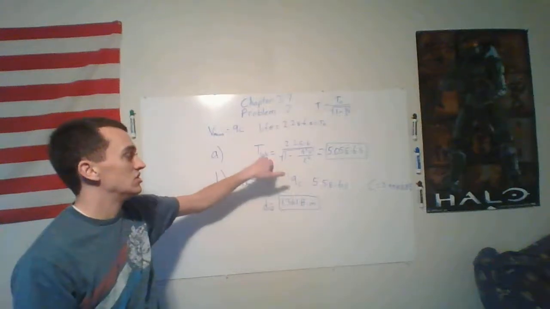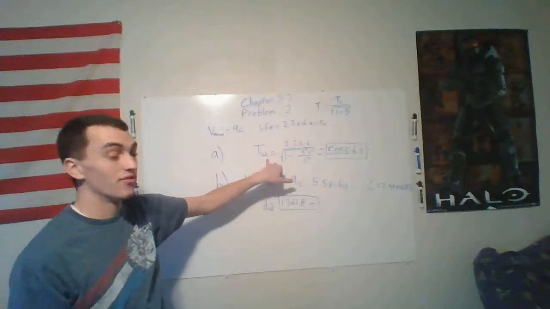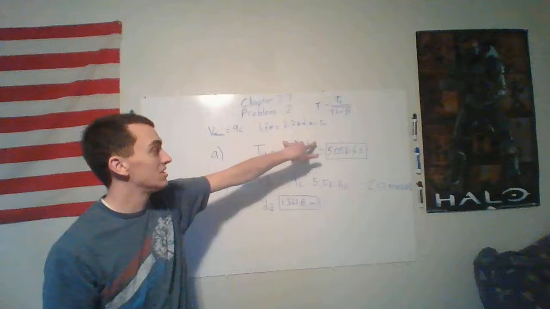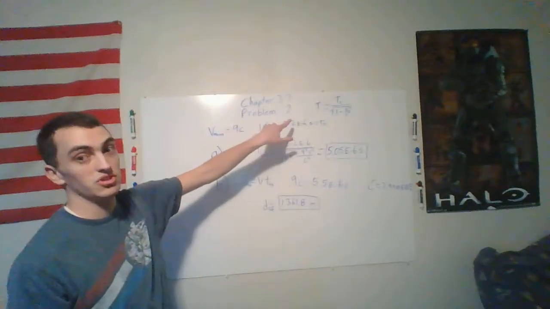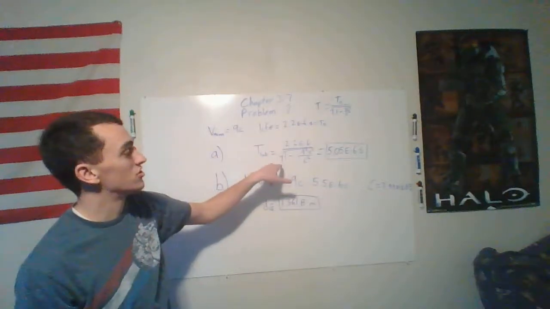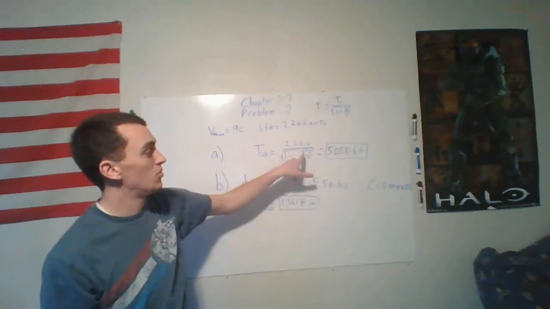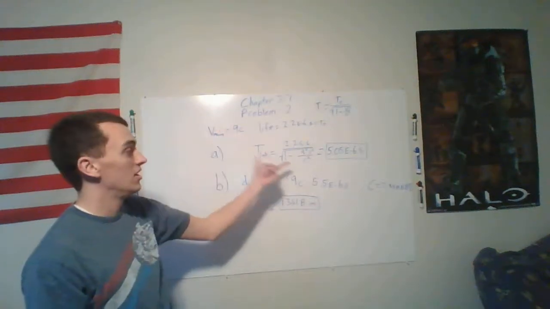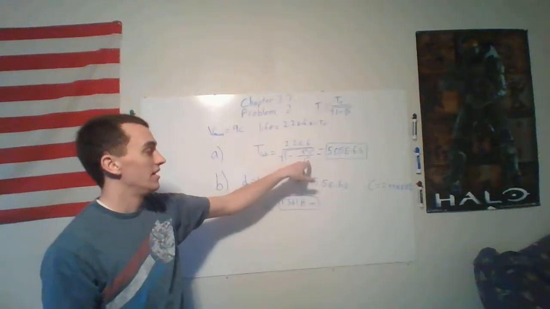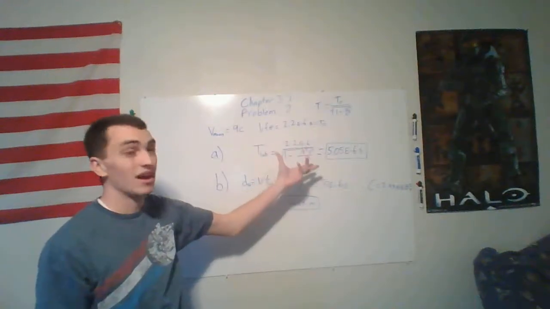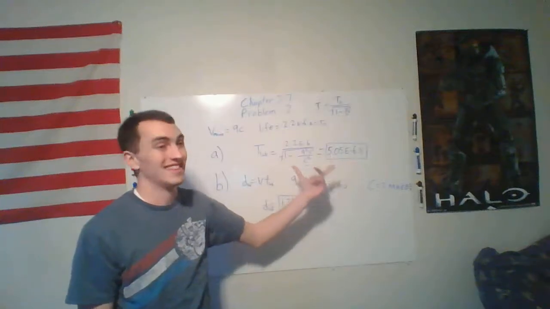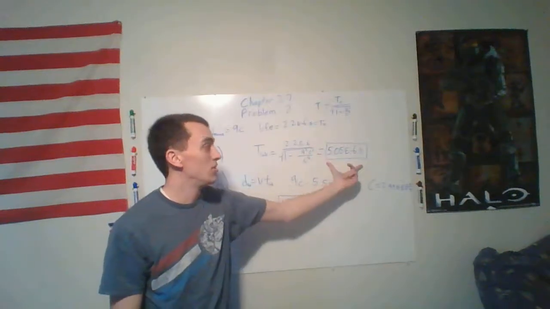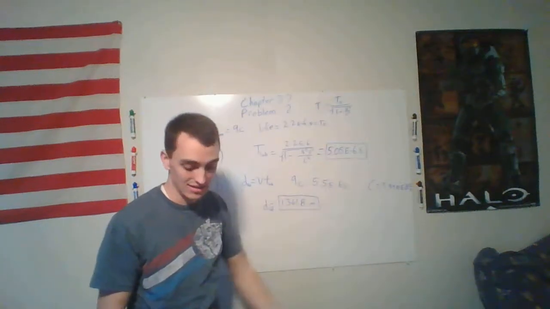Plug those into the equation, so the time in the lab's frame of reference is equal to 2.2 times 10 to the negative 6, which is the muon's lifetime, divided by the square root of 1 minus 0.9 times the speed of light squared, because that's the velocity of the muon, divided by the speed of light squared. Your c squareds cancel out, plug into a calculator, and in the frame of reference of the lab, the muon lasts 5.05 times 10 to the negative 6 seconds.